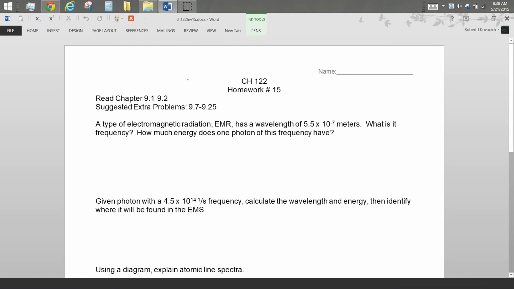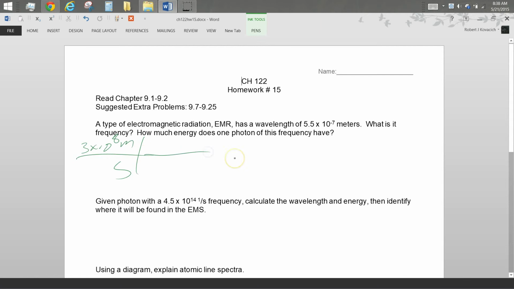Okay, for this first one here, we've got a wavelength, and we want to know the frequency and then how much energy this thing has. So if what I'm trying to figure out initially is frequency, what unit do I need? 1 over seconds. So I don't have any seconds written up here, so what do I need to use? 3 times 10 to the 8th. Yeah, speed of light, so 3 times 10 to the 8th meters per second.